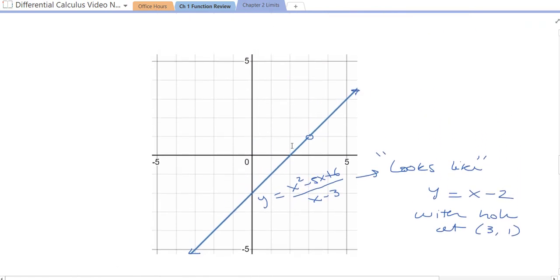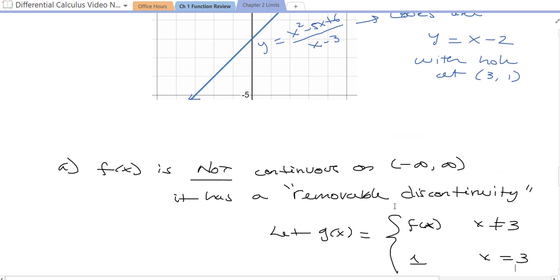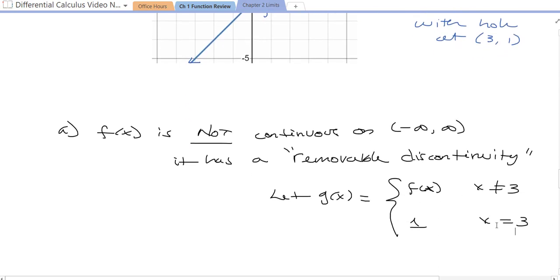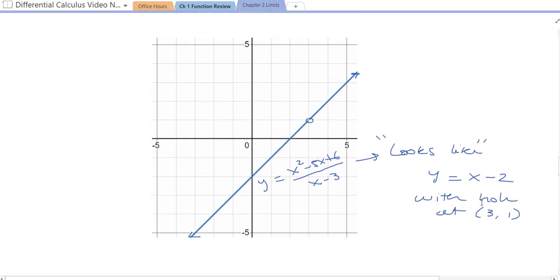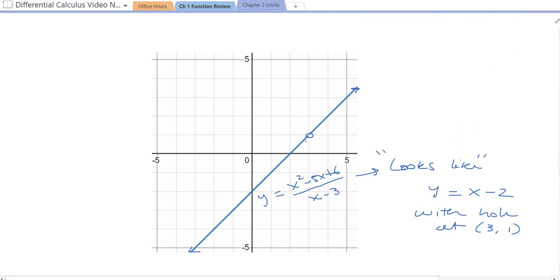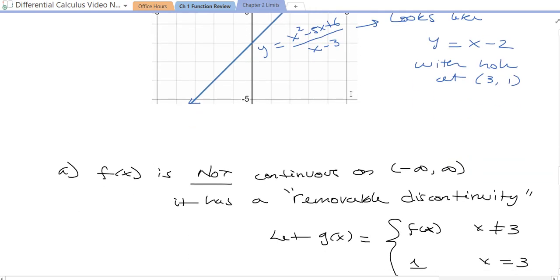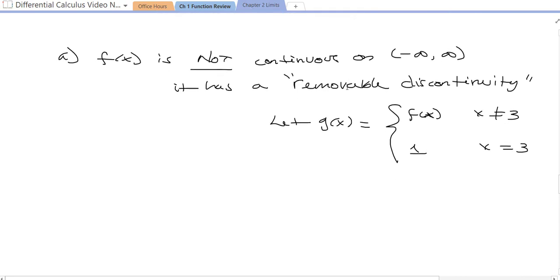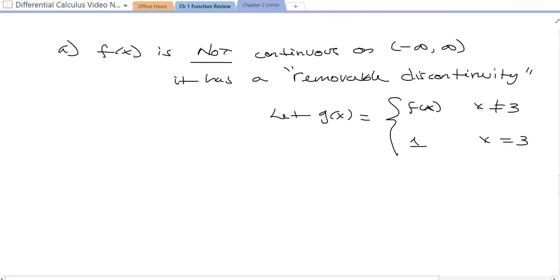So what is this going to do? It's going to take this f of x and graph it with the hole in there. That will be when x is not equal to 3. And then when x is equal to 3, I'm going to come in and fill in that hole with the value 1. So that's why it's called a removable discontinuity, because it essentially can remove the little hole or plug it back in. So it's not continuous on the entire real line, and this is how we would make it continuous. So this was a side note.